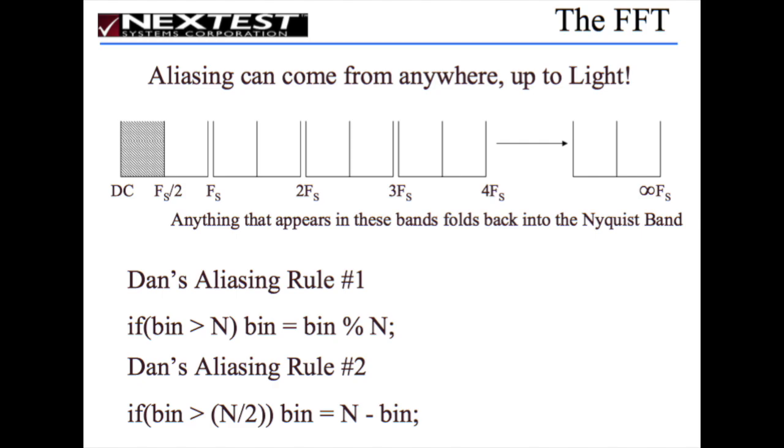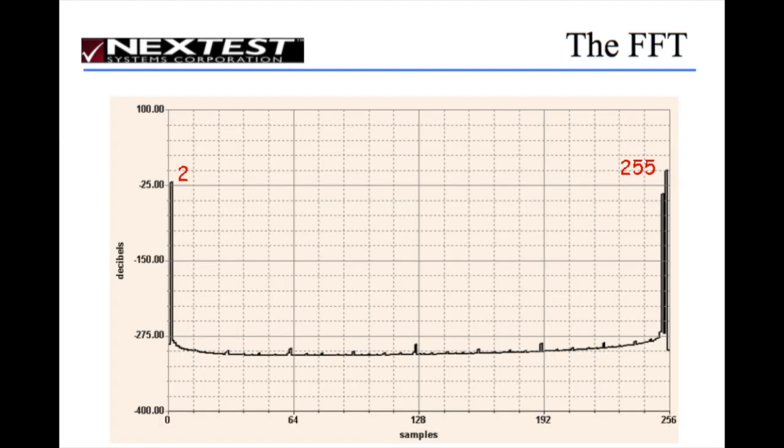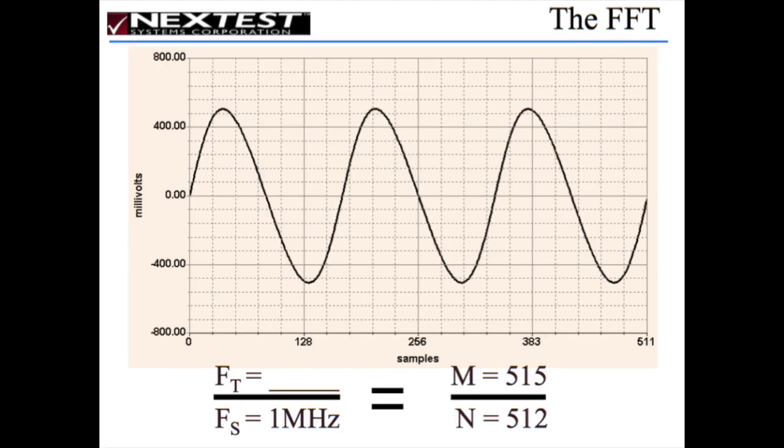So 512 minus 510 is 2. Boom. There's bin 2. That's the alias of the second harmonic. And the next one is the alias of the third harmonic in bin 253. Do the math. Works out just fine.